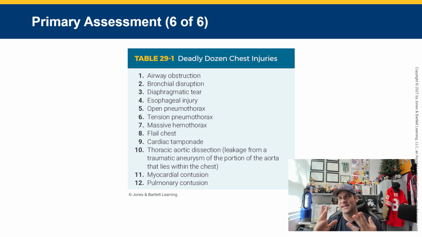Other injuries are going to be a little bit less obvious, like a tear in the diaphragm, which can allow the organs to move into the chest. An esophageal injury can contaminate the mediastinum and cause serious complications. A cardiac tamponade restricts the heart's ability to fill. A traumatic injury to the thoracic aorta can cause a catastrophic internal bleed.